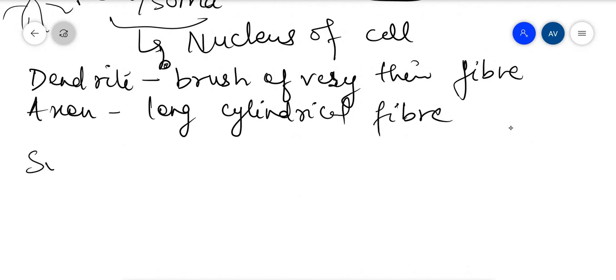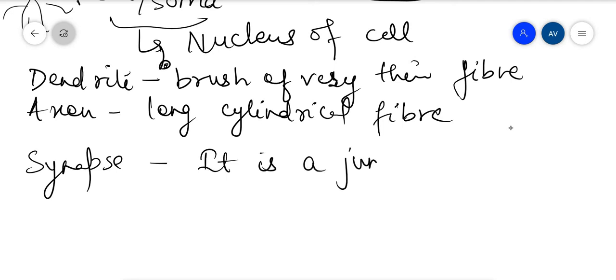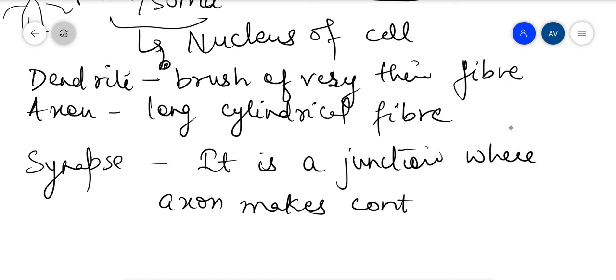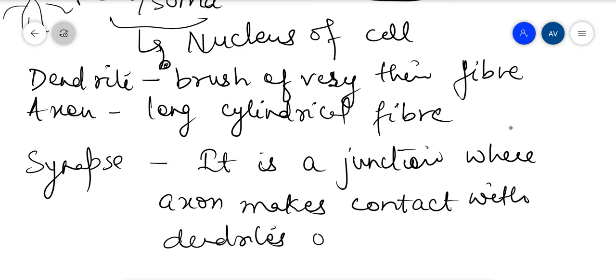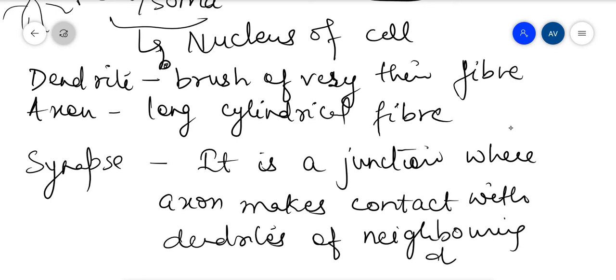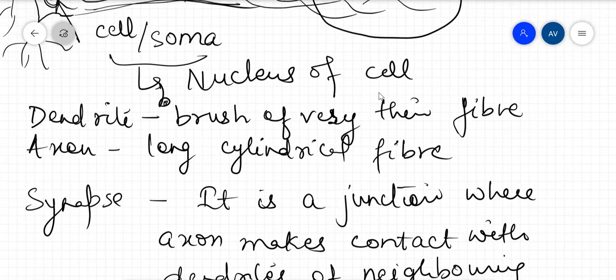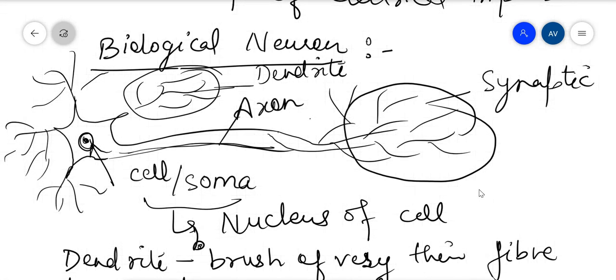And synapse is a junction where the axon makes contact with the dendrites of neighboring neurons. Right? So this is the structure of a biological neuron. This is one neuron. Like this, there are several neurons which are connected to each other in our human brain.